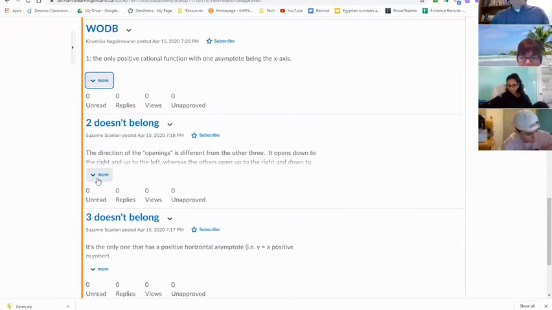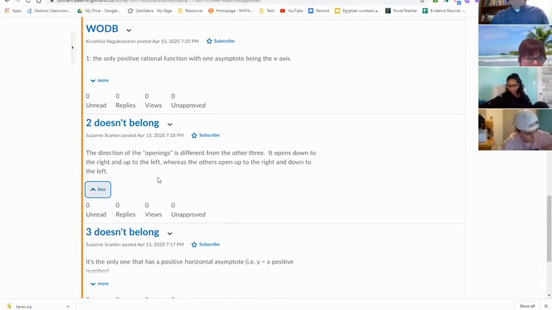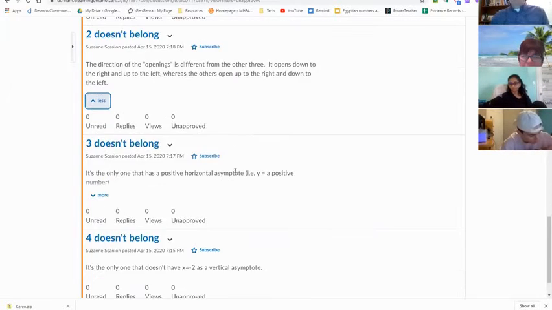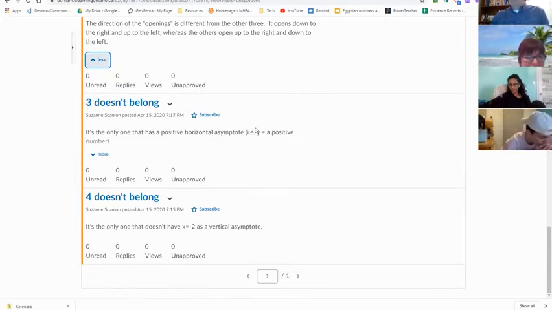And then this is Suzanne, and she tells us the direction of opening, and this is number two, she said. Oh, I see, she gave us one posting for each one. That's how organized she is. Number two, direction of opening is different, which we explored already. The only one with a positive vertical horizontal asymptote.